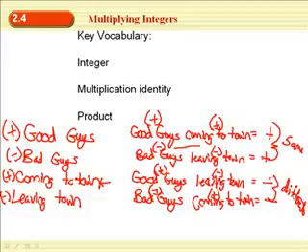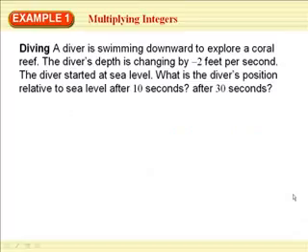So that's just a little story that I remember to help me with those rules. So example number 1, diving. A diver is swimming downward to explore a coral reef. The diver's depth is changing by -2 feet per second. The diver started at sea level. What's the diver's position relative to sea level after 10 seconds and after 30 seconds?